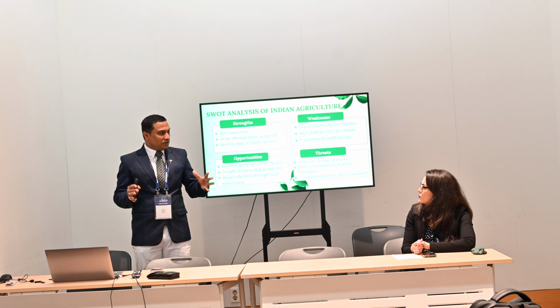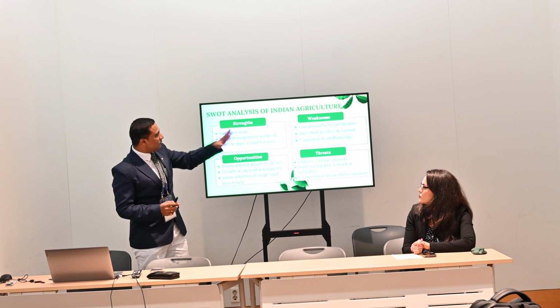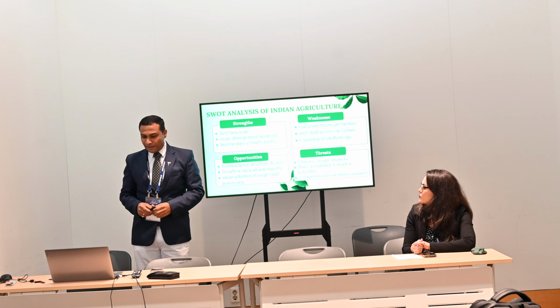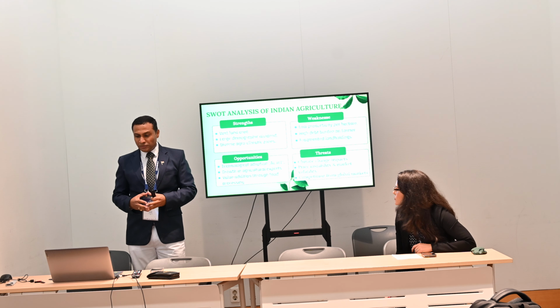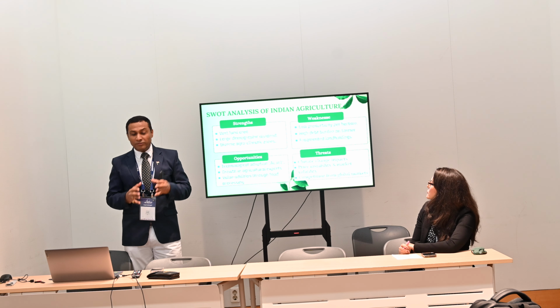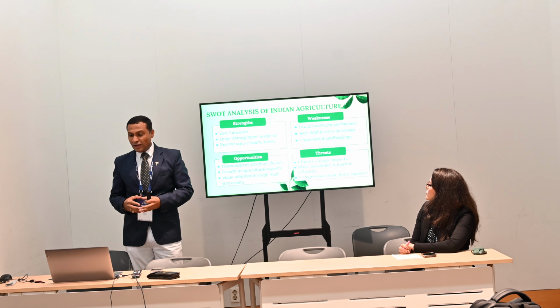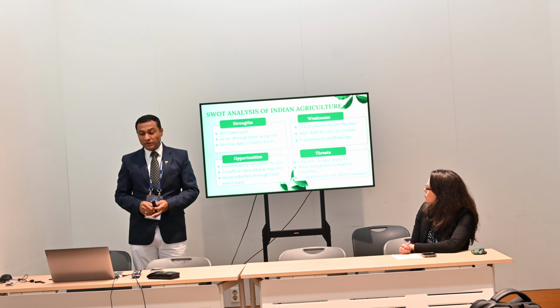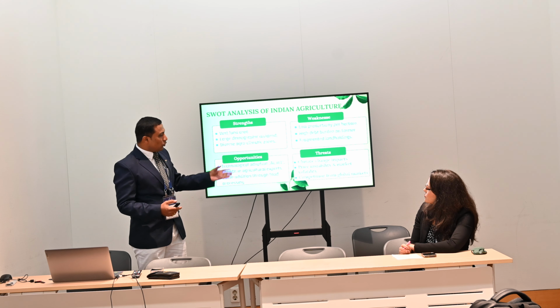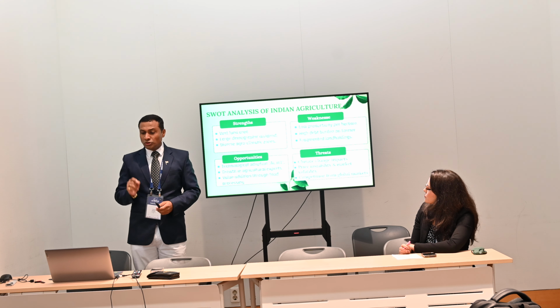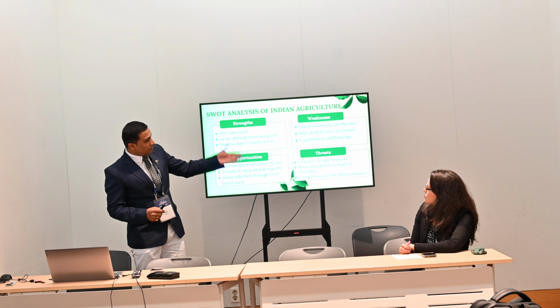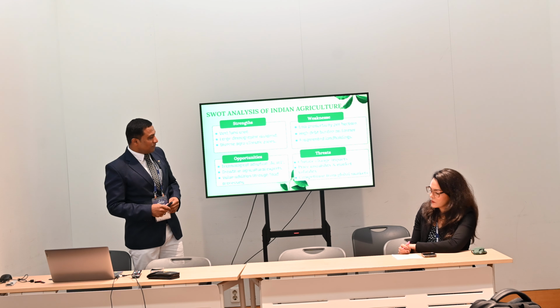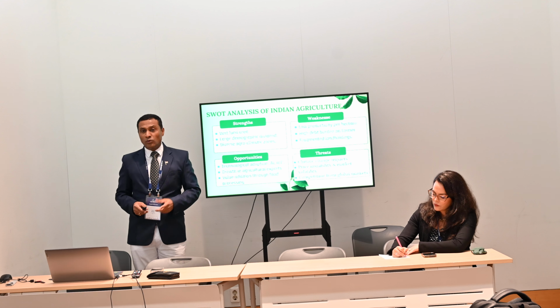So by doing this, we have come to a conclusion. This is the SWOT analysis in one slide. Strengths: we have vast land area and a large demographic dividend, and diverse agroclimatic zones. Our weaknesses are low productivity per hectare, high debt burden on farmers, and fragmented land holdings. Opportunities: we can use AI and technological adoption in the agriculture field, and growth in agriculture export and value addition through food processing. Definitely there are threats as well: climate change impacts, price instability and market volatility, and competition from the global market.